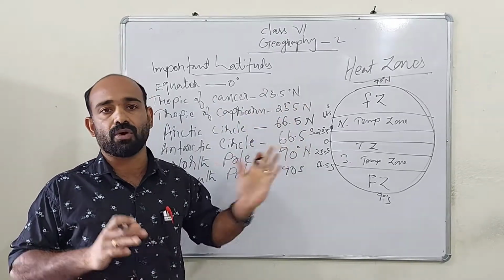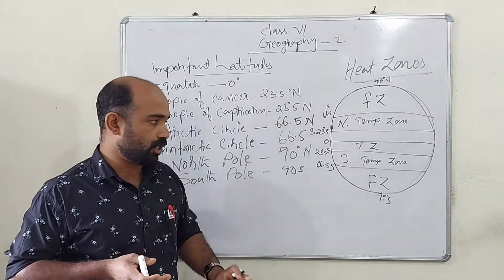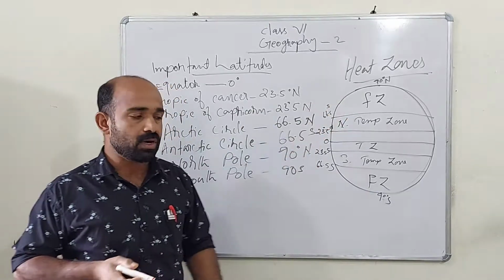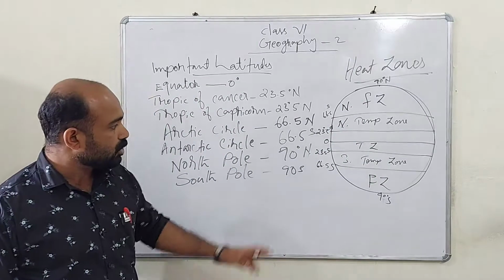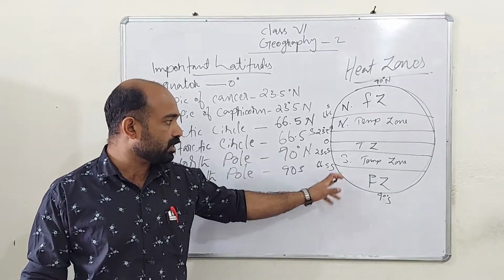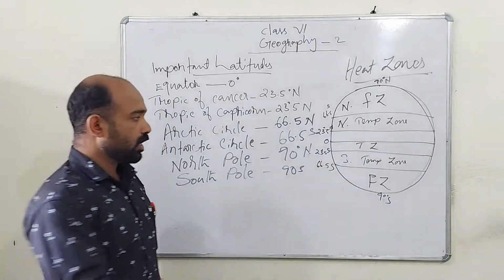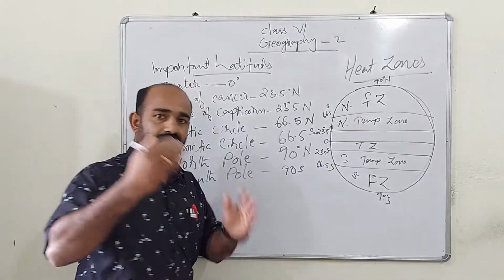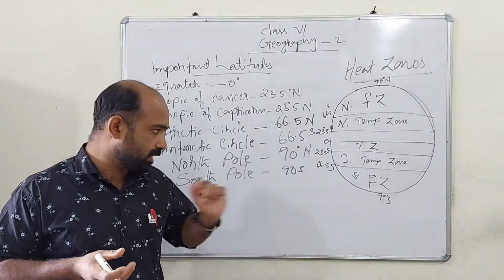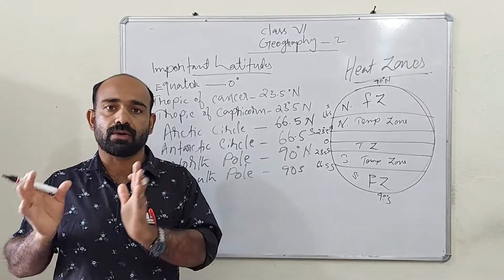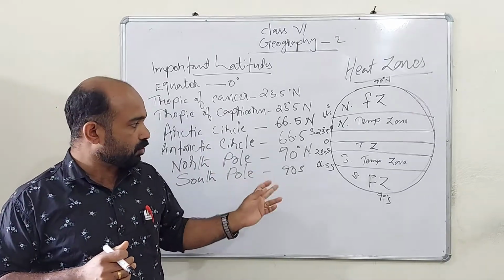That is why this region is called the frigid zone. The climate will be extremely cold in this region. So this is the north frigid zone, and in the southern hemisphere also one frigid zone is there, between 66.5 degrees south and 90 degrees south. This is called the south frigid zone. Here also sunlight reaches in a slanting fashion, and because of that only a little heat and light of the sun reaches. So this region is also very cold throughout the year, and it will be frozen. That is why this region is called the frigid zone.